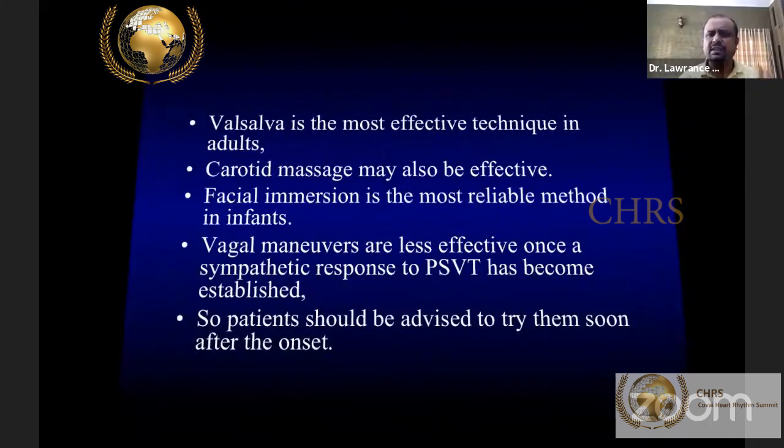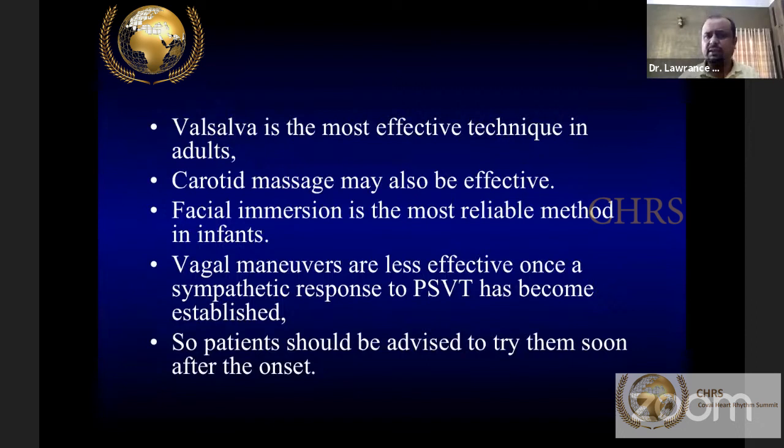Valsalva is most effective when given early. Carotid massage is very effective. Facial immersion in cold water is very useful in infants. Vagal maneuvers are usually not very effective when your PSVT has been running for some time. If the patient comes to your emergency department within 15 to 20 minutes of the start of the arrhythmia, it's easy to terminate. So the most important thing is to teach patients the vagal maneuver, because the patient can start early and terminate his arrhythmia. When the patient reaches the hospital, you can always try a vagal maneuver.